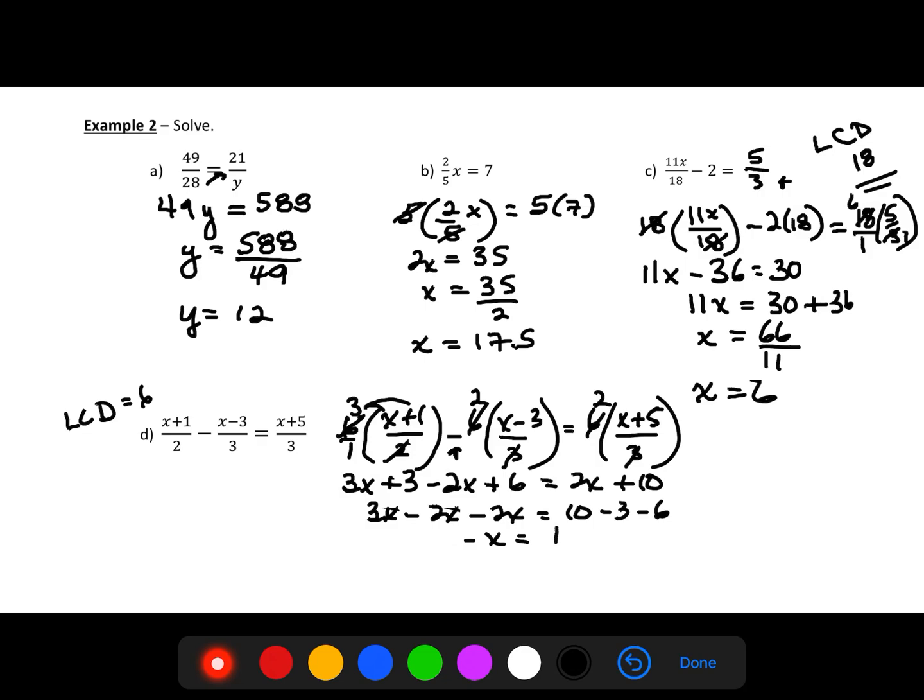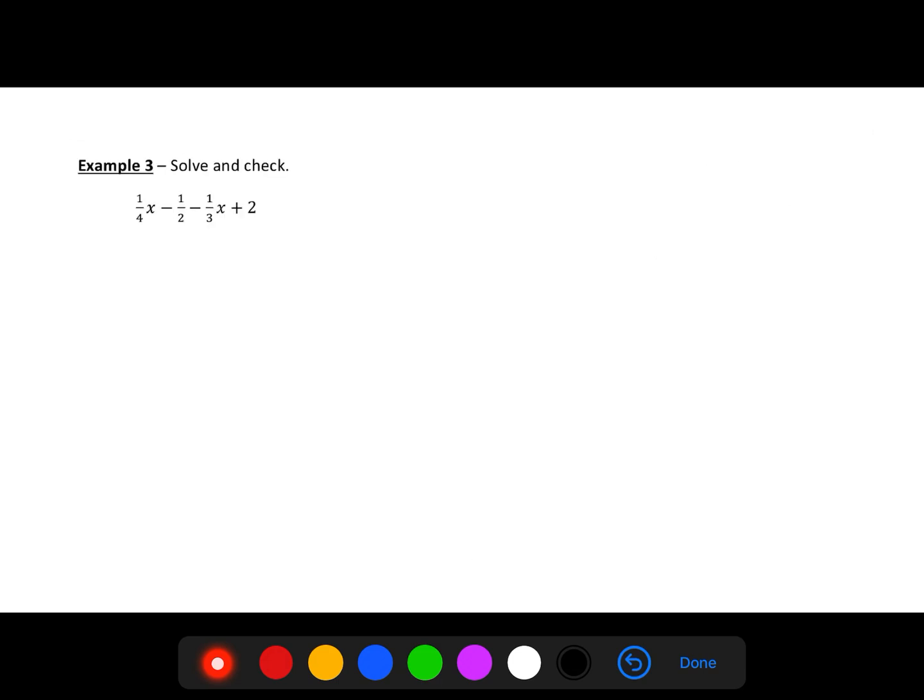So we get negative x equals 1. Now we've got to get rid of this negative in front of the x, which means that we can think about this as dividing both sides by negative 1, which means that x has to be equal to negative 1.